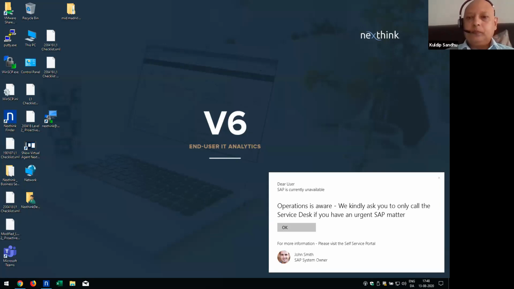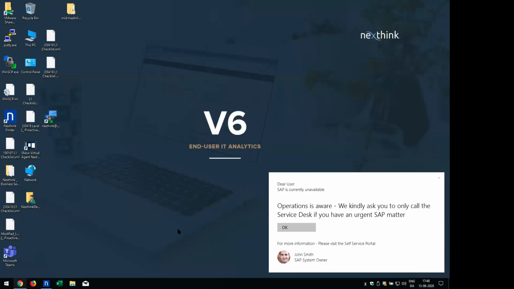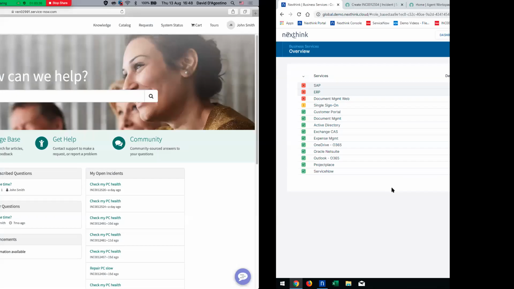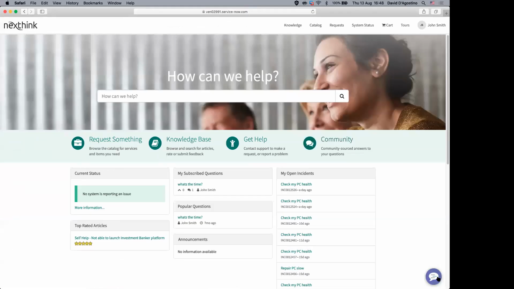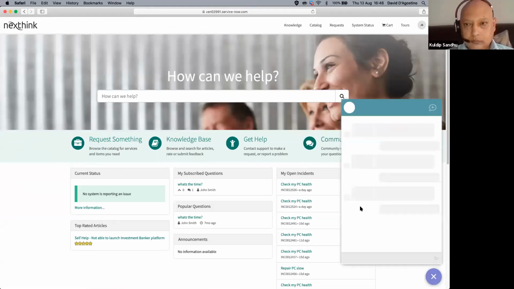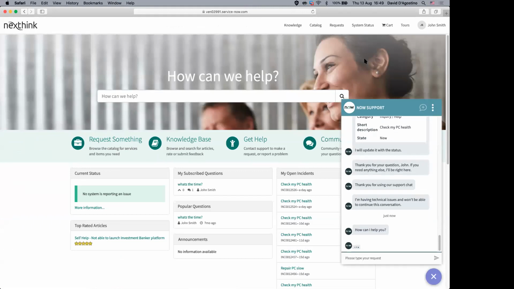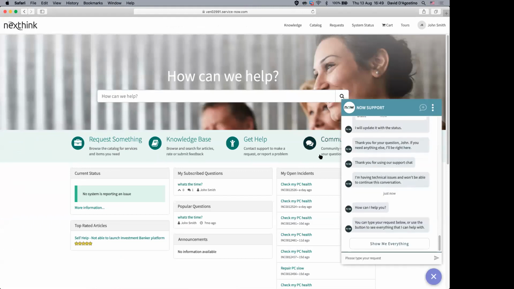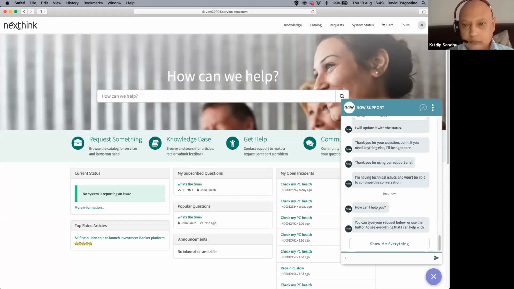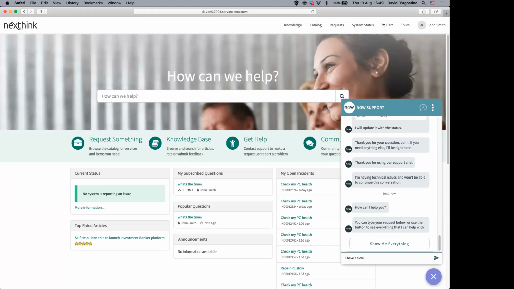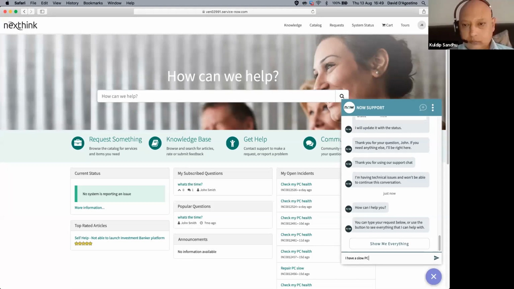And very briefly, the final piece we'll look at here is the ability for NextThink to provide data into your existing management platforms. And just one very simple example here. I'm John Smith. I'm an end user. I'm a customer, if you like. And I've got a problem with the slow PC. Now, rather than having to phone the service desk and wait for 20 minutes, I can come to the chatbot.